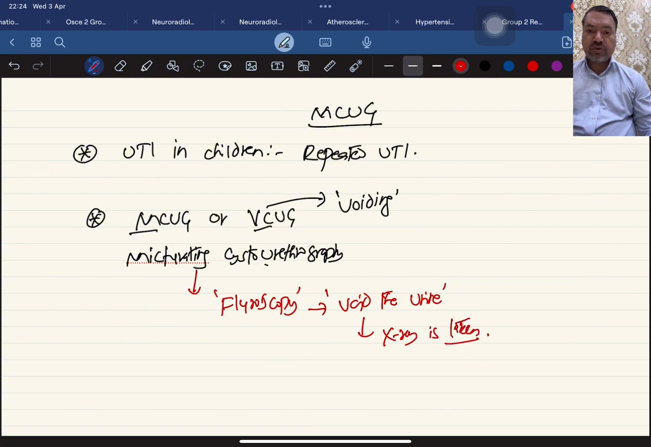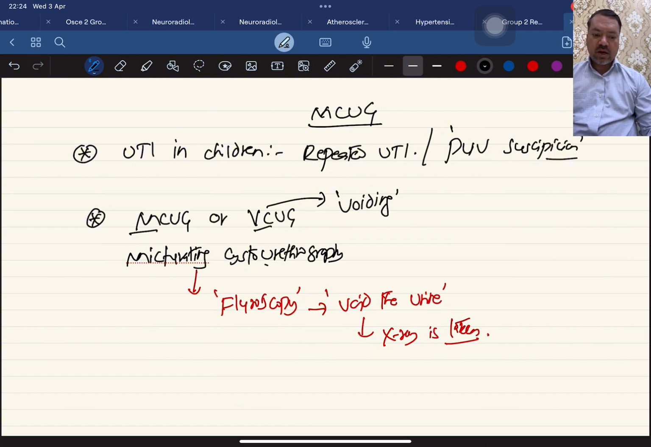And when voiding the urine, what happens to the urinary bladder? The pressure is high, and if the dye is going up into the ureter, that's what you want to see for the diagnosis of VUR. And one more indication for this MCUG would be posterior urethral valve suspicion in the child. That we'll talk about in our next case. I've included a case of posterior urethral valve also here.